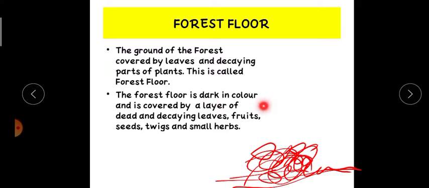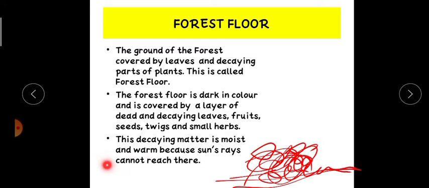This area becomes dark because it does not receive an adequate amount of rainfall or sunlight. The decaying matter is moist and warm because the sun's rays cannot reach there. Why is this decaying matter moist and warm? Because the uppermost part of the forest, with understory and canopy, is so dense that the sunlight cannot reach the lowermost part. Because of this we have a very dark colored forest floor.